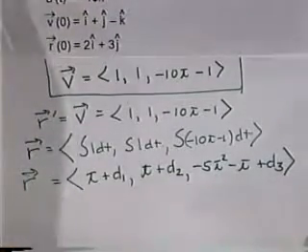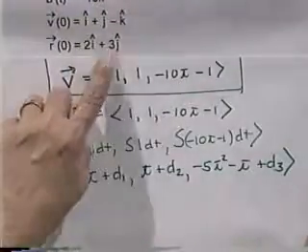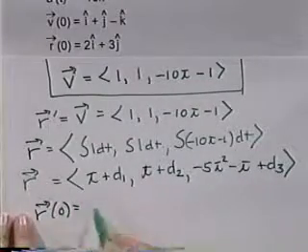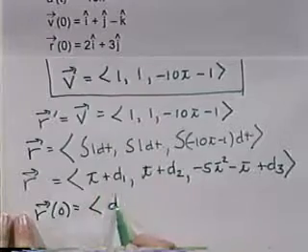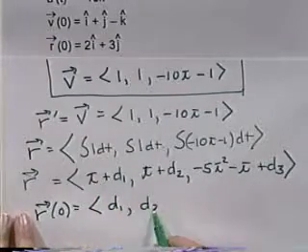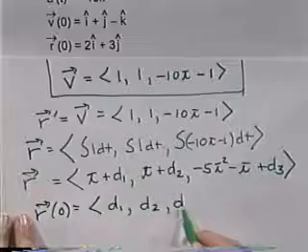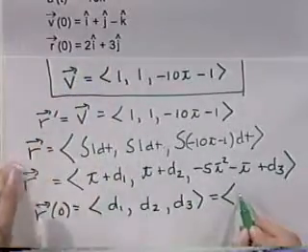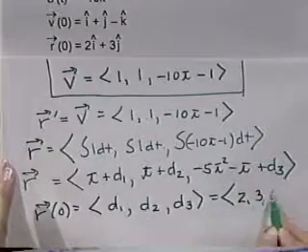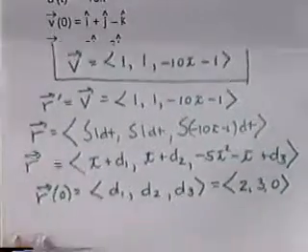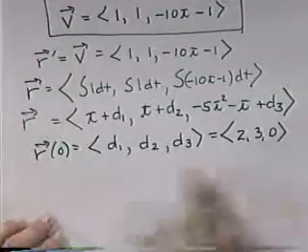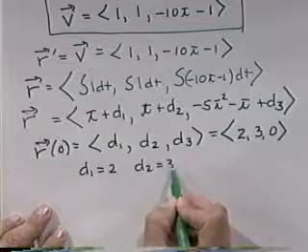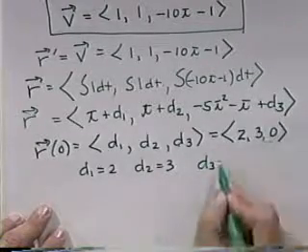Now we are told further that r of 0 is the vector 2, 3. So let's see, r of 0 is, plug a 0 in for t, I get d1. Put a 0 in for t, I get d2. Plug a 0 in for t, I get d3. But I'm told this is the vector 2i plus 3j. So that's the vector 2, 3, 0. Two vectors are equal if and only if their components are equal. So I know now d1 is 2, d2 is 3, and d3 is 0.